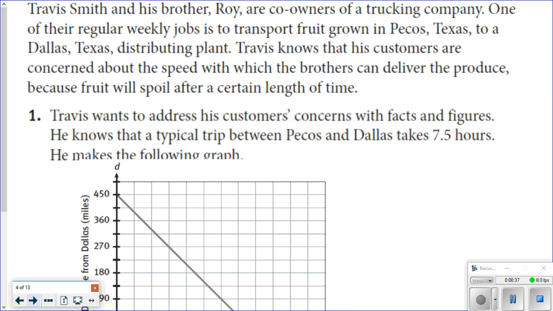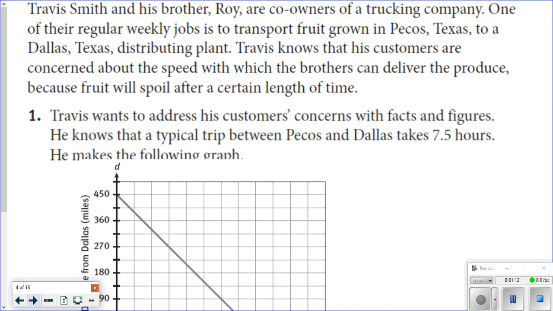So Travis Smith and his brother Roy are co-workers of a trucking company. One of their regular weekly jobs is to transport fruit grown in Pecos, Texas, to a Dallas, Texas distributing plant. Travis knows that his customers are concerned about the speed with which the brothers can deliver the produce because fruit will spoil after a certain length of time. So we're going from Pecos to Dallas.